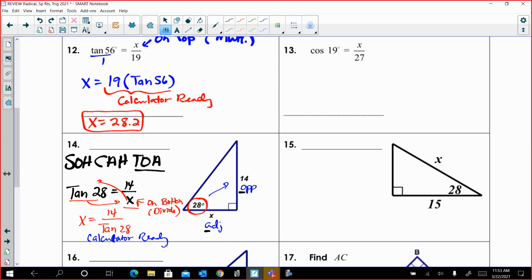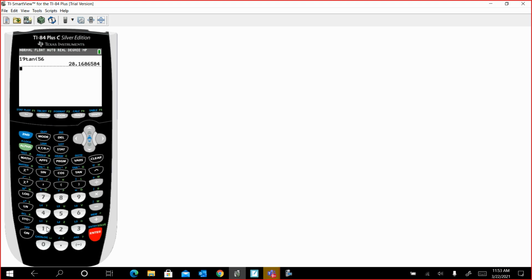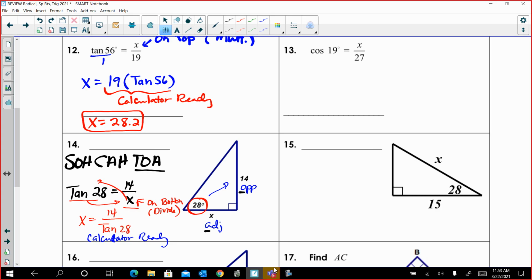So we're going to type in 14 divided by tangent of 28. This is going to come out to be 26.3 because we can't run that 3 up. So the answer here is x equals 26.3.